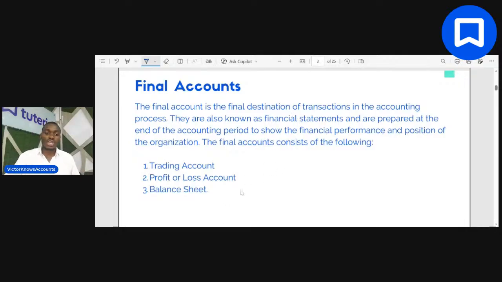Now, don't forget, I told you guys that there is something called the bookkeeping process, where transactions move from your source document. Don't forget, your source document serves as the evidence that the transaction took place. From the source document, it moves into your subsidiary books. From the subsidiary books, it moves into the ledger, and from the ledger to the trial balance. Is that fine?